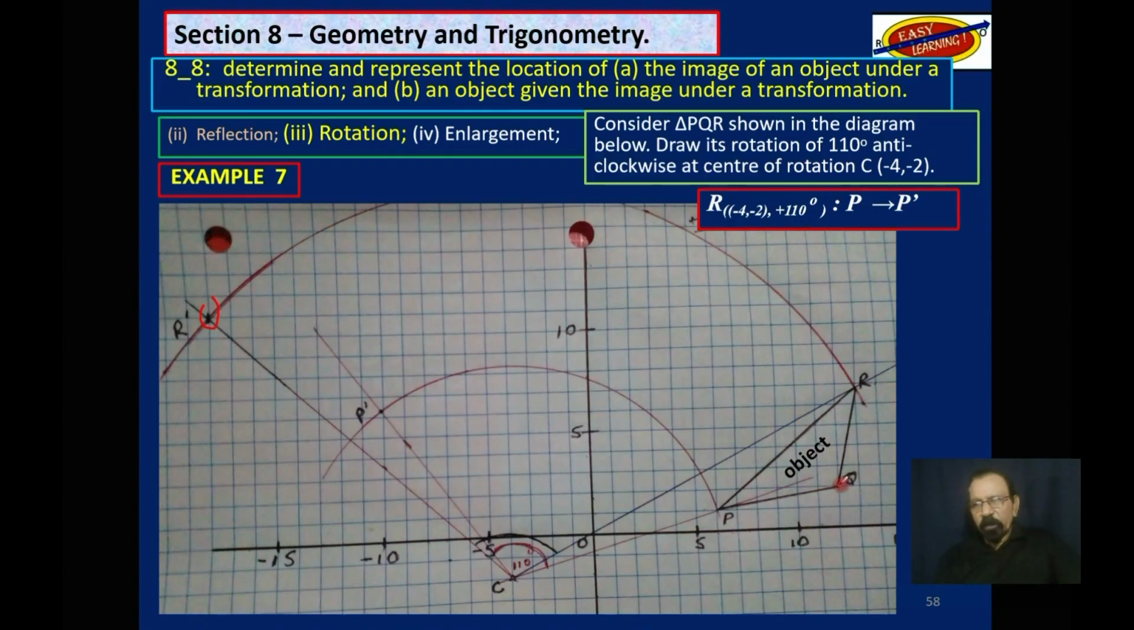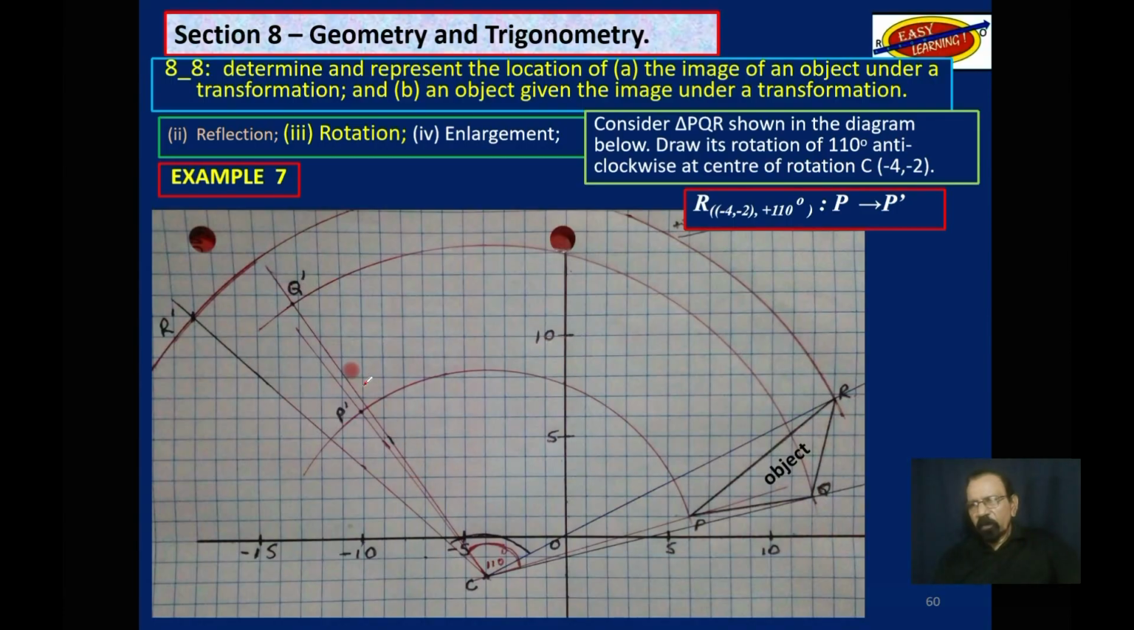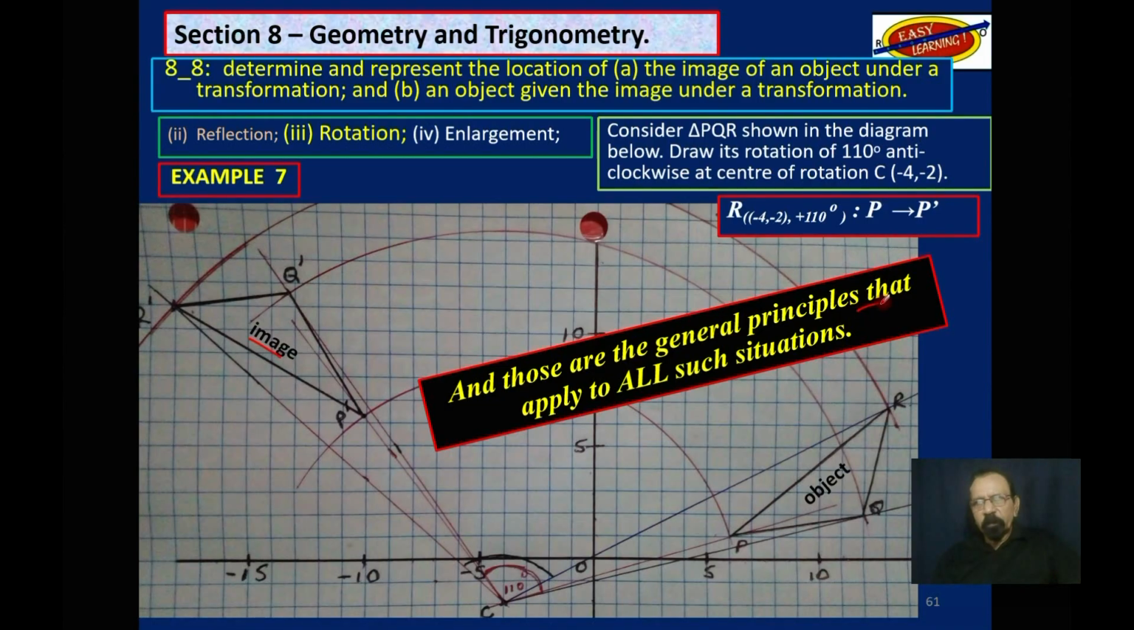So we do the same thing now for Q, which is over there. Measure from here to 110 degrees, which is here. Draw a line through that 110 from Q all the way around. You now have the 3 image points from the 3 object points. Join them with short, solid, straight lines. And that is the required image. Now, those are the general principles that apply to all such situations.